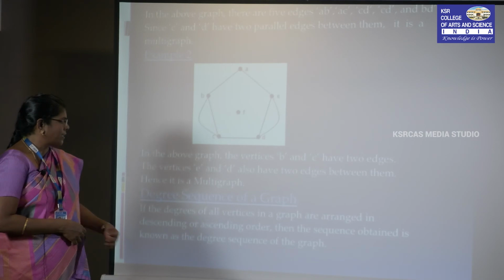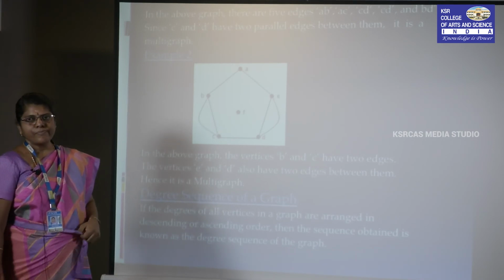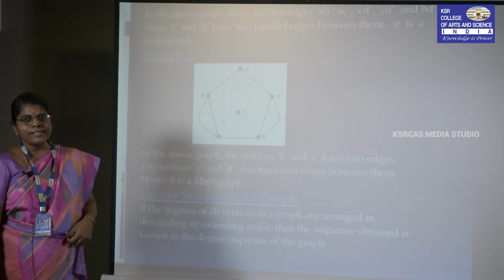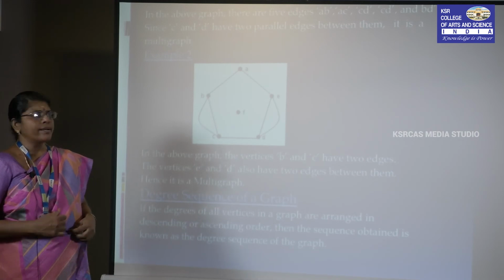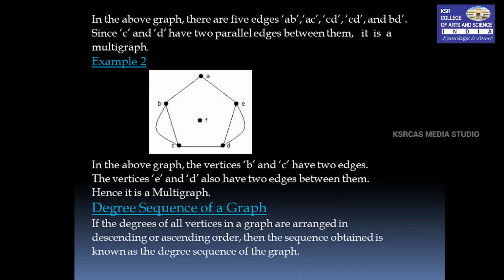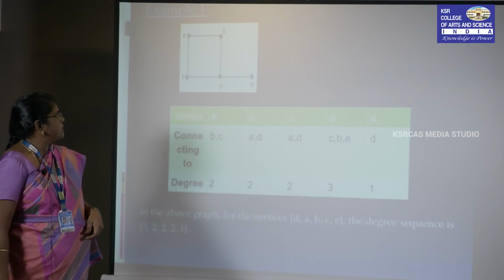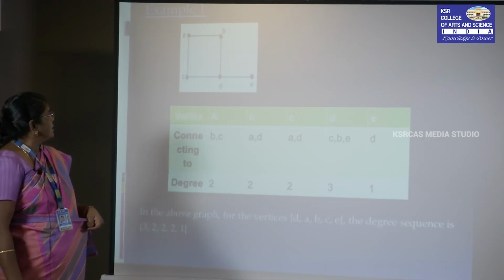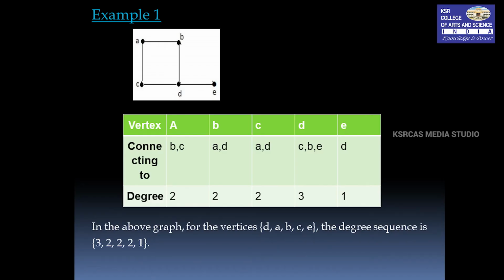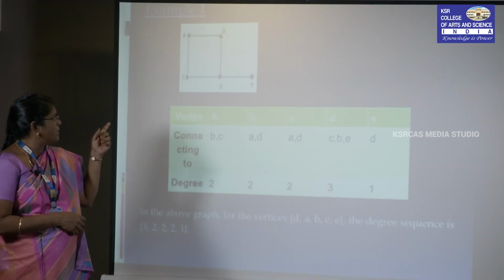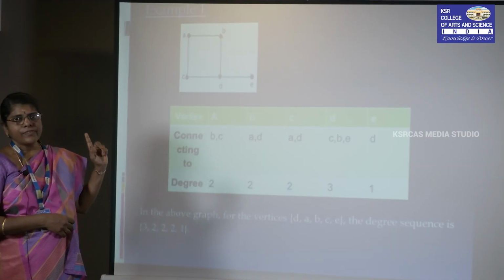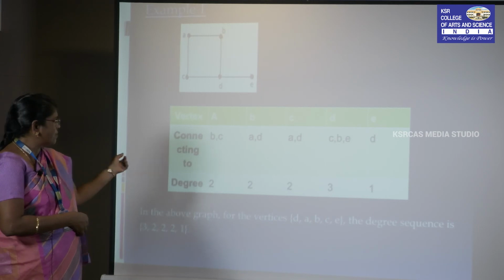Degree sequence of a graph. Degree sequence of a graph means the degree of each vertex can be arranged in ascending order or descending order. This arrangement is called the degree sequence of a graph. See this example. Here the degree of A is 2 because two edges are incident with the vertex A, and degree of B is 2, degree of C is 2, but degree of D is 3 and degree of E is 1. The degrees are mentioned here.